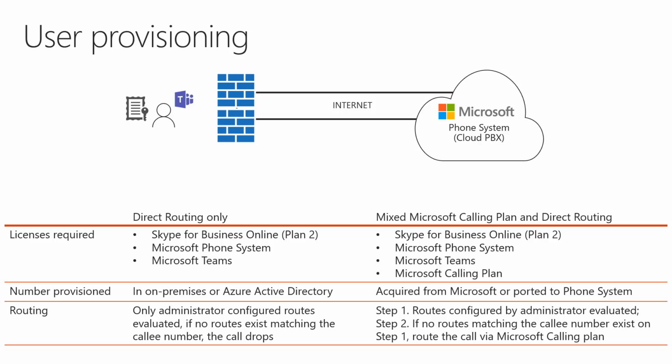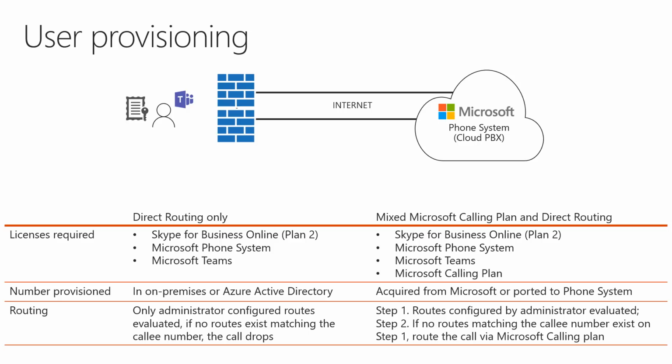For the user provisioning, we are here considering two cases, one where you have only direct routing configured for a user, or where you have direct routing and calling plan configured for a user. In both cases, you will need to have a Skype for Business Online Plan 2 license, a Microsoft Phone System license, and a Microsoft Teams license. Additionally, for the calling plan, you need to have the calling plan license.